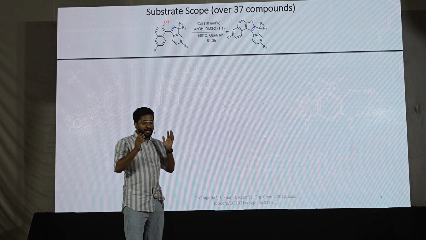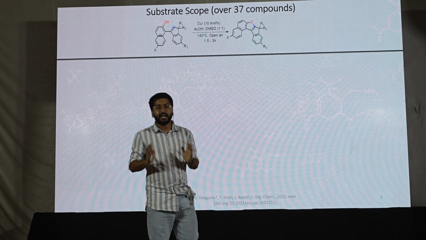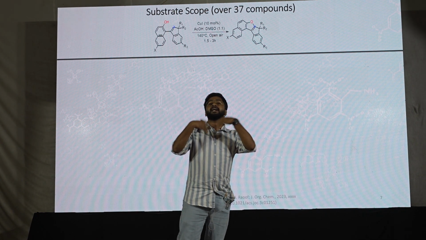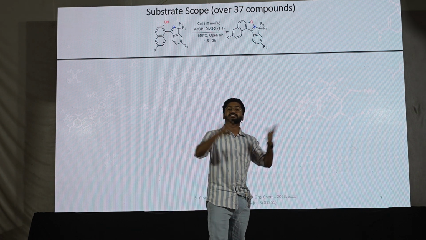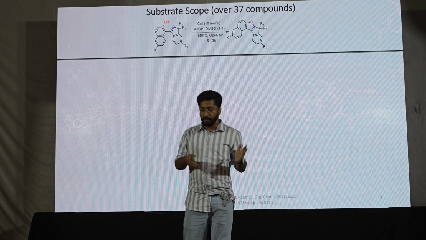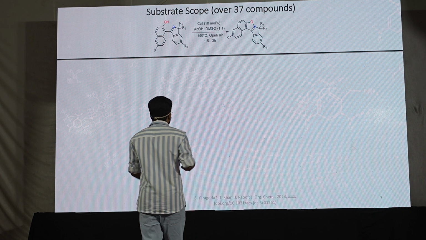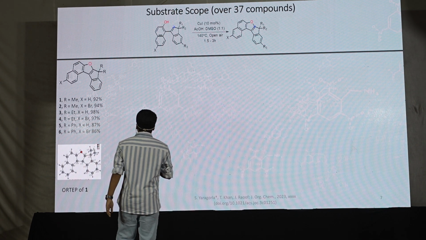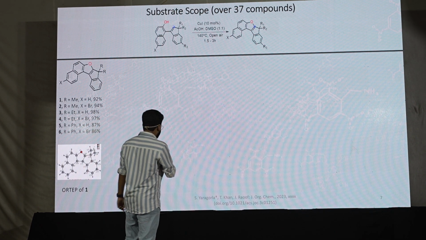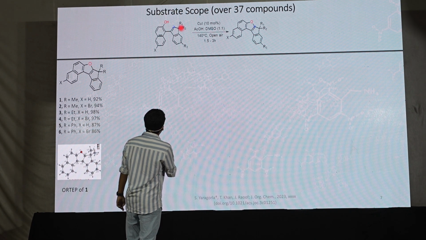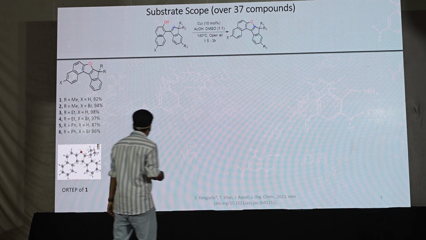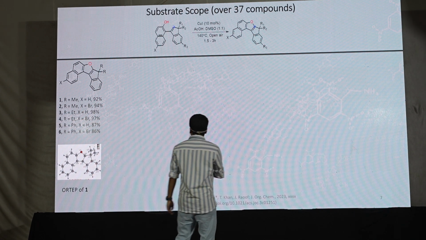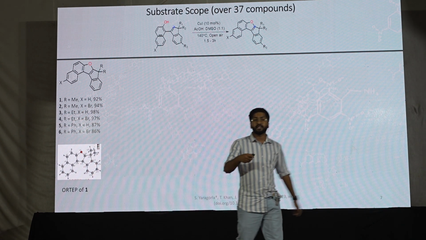So, with the reaction optimized with our standard conditions, we exposed different kinds of substrates to our reaction conditions and developed a wide substrate scope of over 37 compounds. A few examples are mentioned here. From compound 1 to 6, we tried symmetric substitution on the R1 and R2 with both alkyl and phenyl rings and it was successful. Compound 1 generated a beautiful crystal which was later characterized.